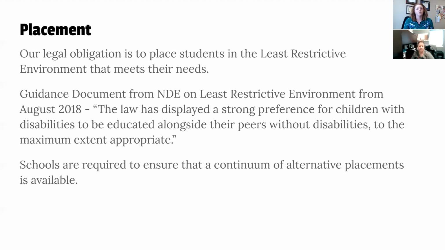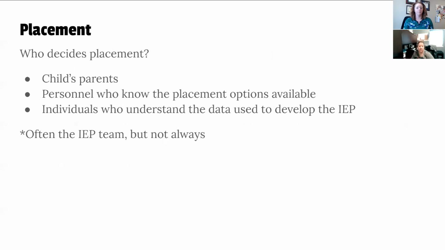One of the things also required via federal law is that schools have to ensure that a continuum of alternative placements are available. So if a student has not been successful in general education, there's a next step. And if that student isn't successful in that next step, there's a step after that. We'll look at some visuals to make those decisions in a little bit.